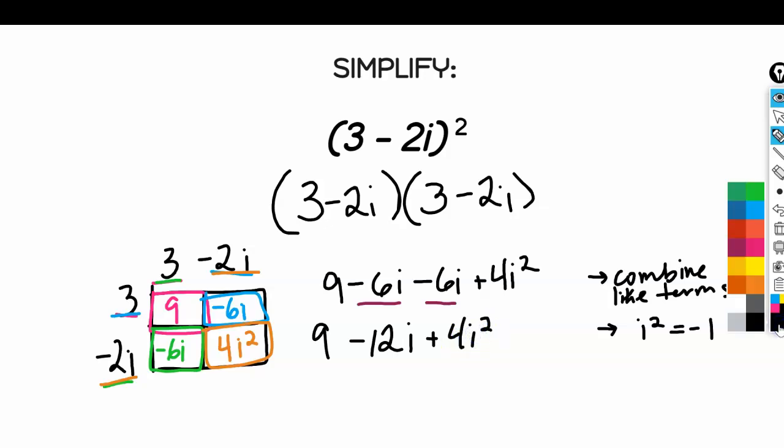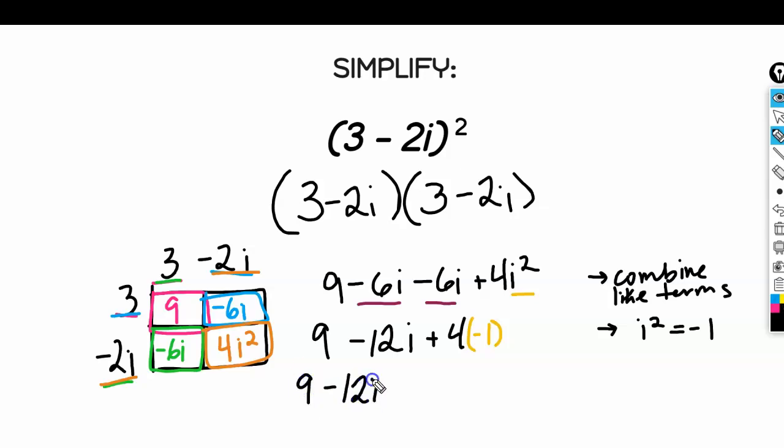And then I'm going to change the i squared to a negative 1. So where I saw i squared, I put a negative 1. So 9 minus 12i, positive 4 times negative 1 is negative 4. And then finally, I just need to combine these last couple of like terms, which is the 9 minus 4. 9 minus 4 is 5, and then minus 12i.